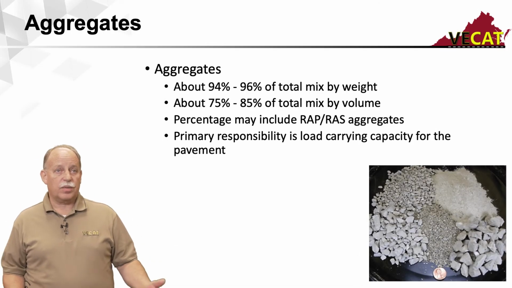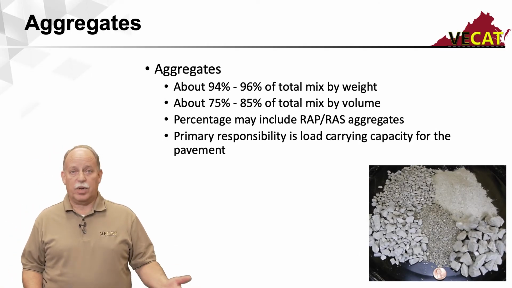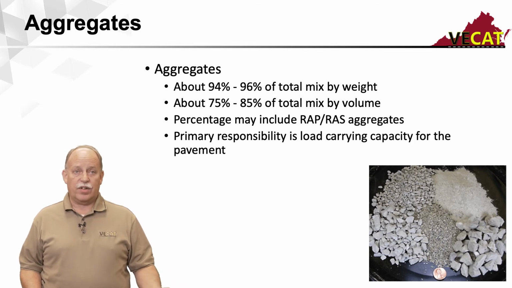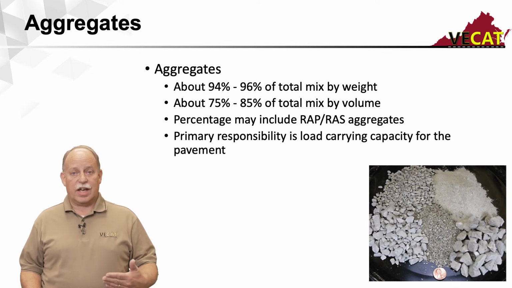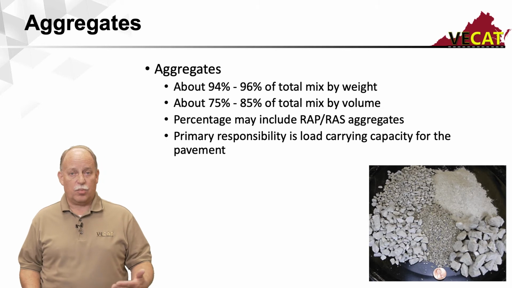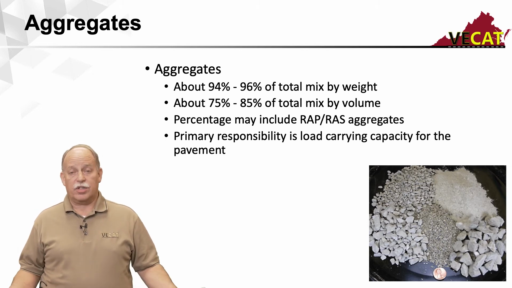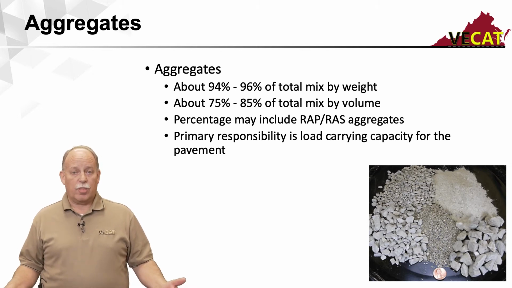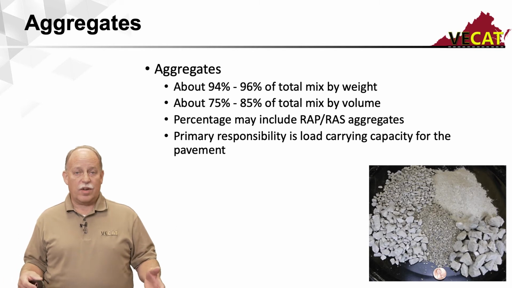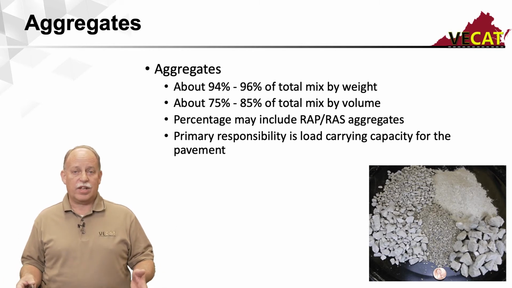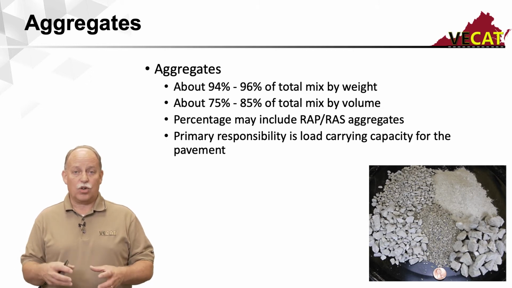As I talked about earlier, and we'll just repeat this, the aggregates are 94 to 96% of the total weight, and they're 75 to 85% of the total volume. And don't forget that RAP I talked about, the recycled asphalt pavement, can be part of that aggregate fraction in your mixes. The aggregates' primary responsibility is to carry the load. When you have traffic on an asphalt pavement, the aggregates are what carries the load, and then the binder holds it all together.